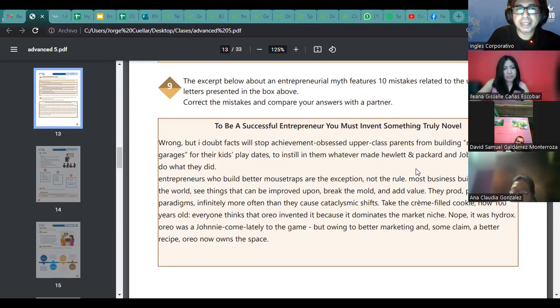Yes. Good. And after that? At the beginning of the sentence, entrepreneurs. Entrepreneurs. Mm-hmm. Very good. Number four. Then after the period, most. Now, the rule, five. Period, most. Very good. Perfect. Number five.